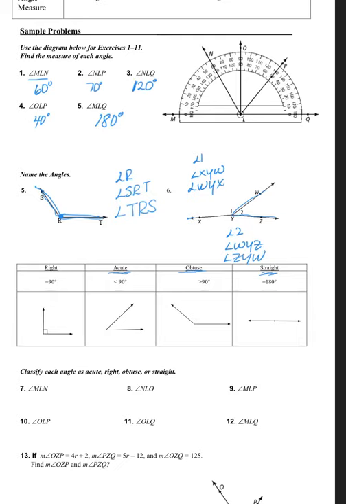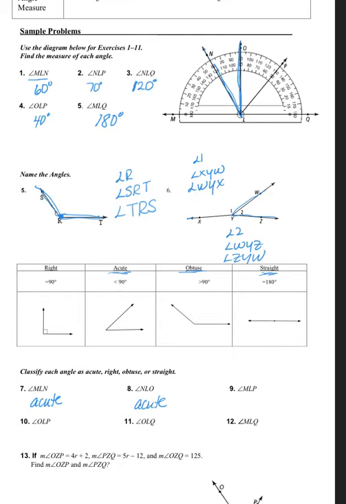For 7 through 12, we're actually going to decide if these angles are acute, right, obtuse, or straight, based on the measures that we got earlier. So number 7 is MLN, which we found to be 60 degrees. 60 is less than 90, so we know that this angle is acute. Okay, NLO, which we did not find, so we can look at that. NLO, that's going to be an acute angle. He's smaller than 90.